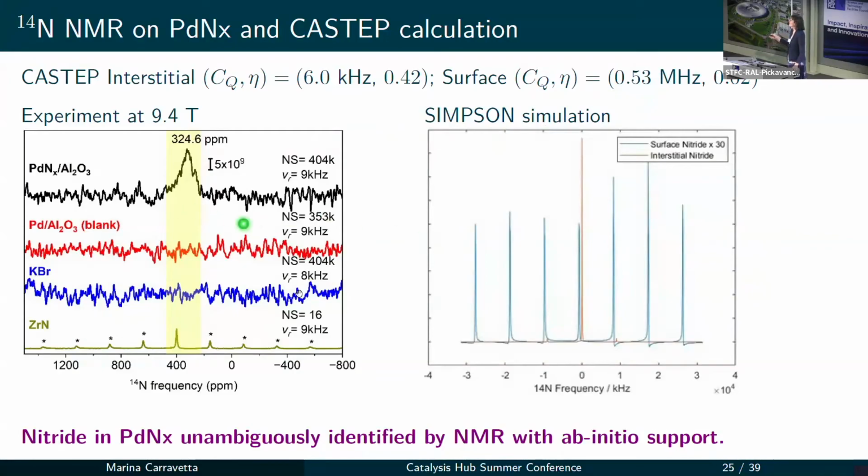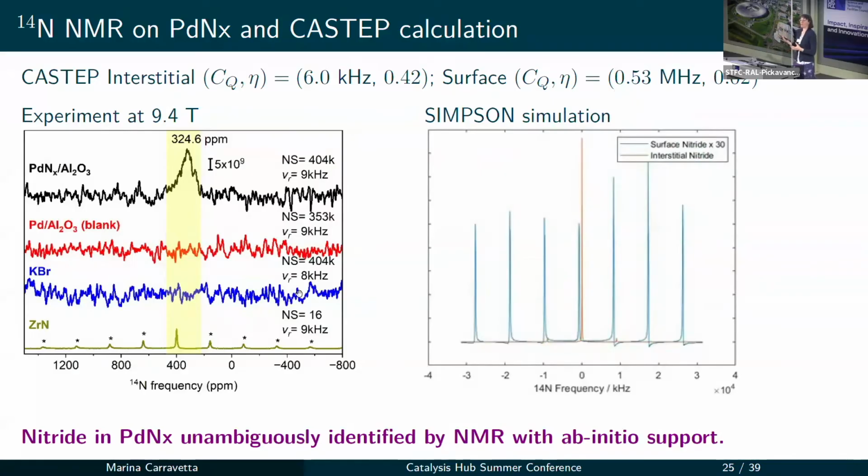So over here is a very rough simulation of how the spectrum would change. If you have a quadrupolar interaction of 6 kilohertz, like for the interstitial nitride, you get a single peak with hardly any periodic peaks from the spinning sidebands. If you have a quadrupolar interaction of 0.5 megahertz for the surface nitride, then you get a lot of spinning sidebands which have a comparable height to the peak position of the chemical shift.